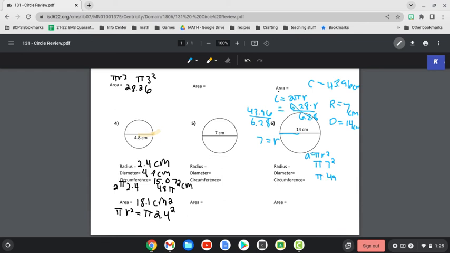We get 153.86. Area equals 153.86. And that is area. That goes in 2 dimensions, right? Up, down, left, and right. So we're going to call it centimeters squared. All right, I hope that cleared some things up as you are working through your work on circles today.